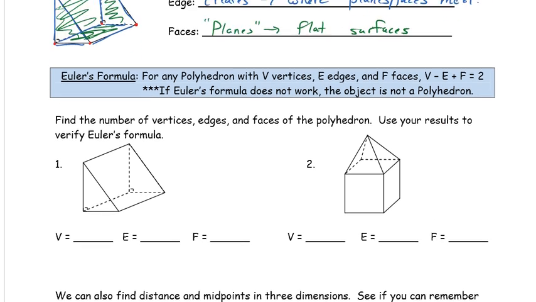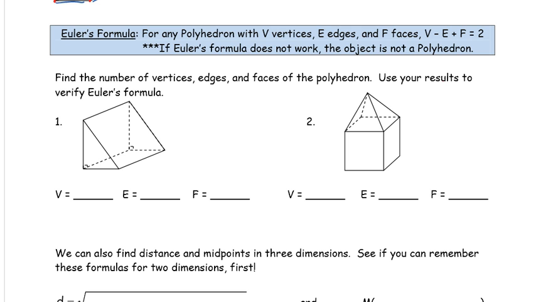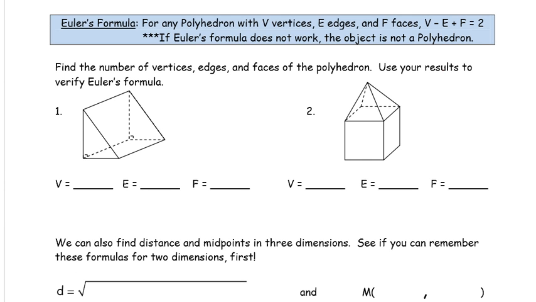Anytime we count our vertices, edges, and faces, we should always have our vertices minus our edges plus our faces equaling 2. That's Euler's formula. And what it says is if that's true, then it's a polyhedron or a many-sided figure. So what we're going to do, we're just going to count, which sometimes is easier said than done. And we're going to see if it works, and these are polyhedrons. So find the number of vertices, edges, and faces, and then use your results to verify.